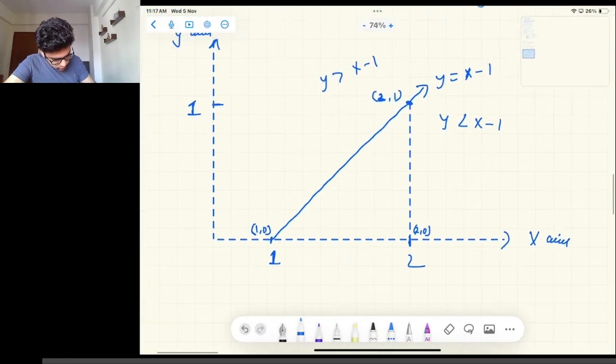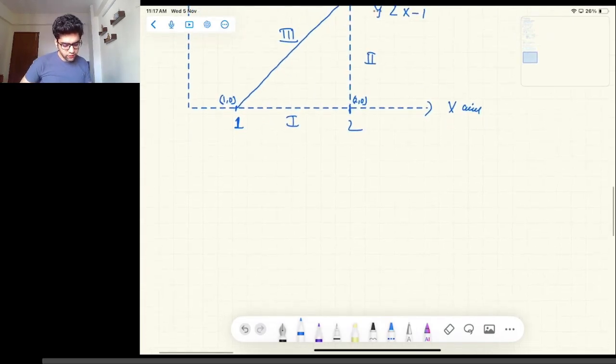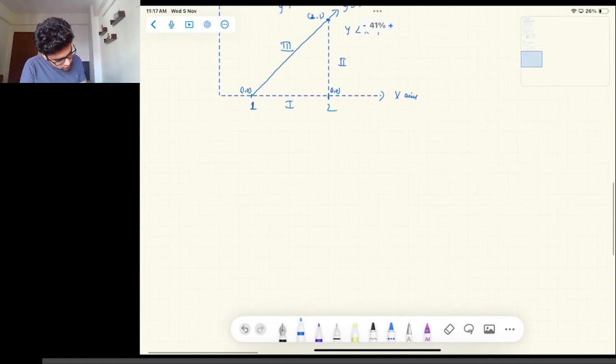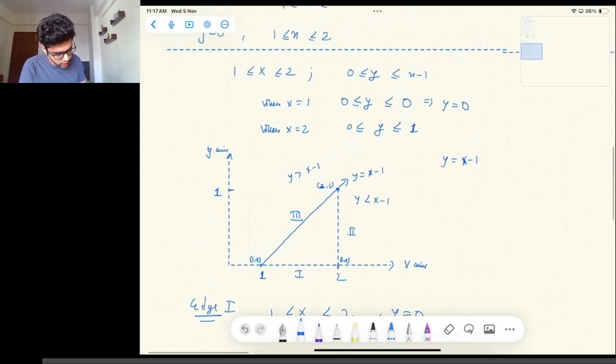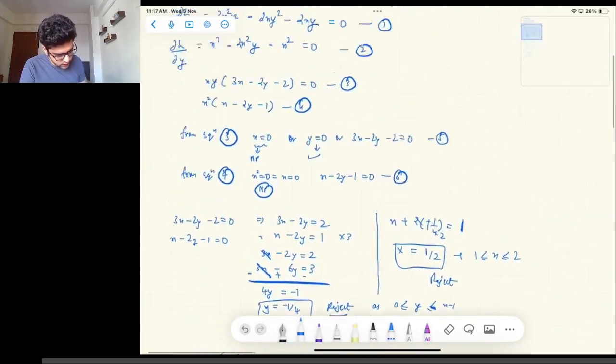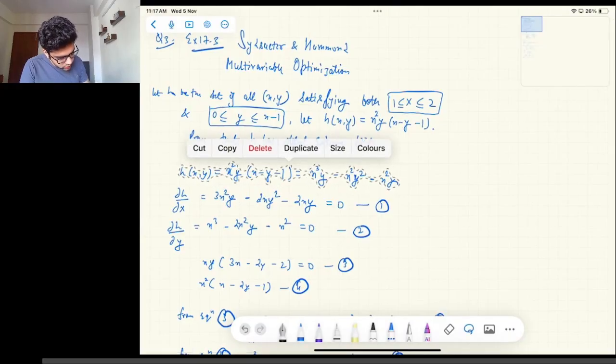Now let me zoom out a bit. So these are my first, second, third, 3 edges. So if I just take the first edge, edge 1 is basically when my x lies between 1 and 2 and my y is equal to 0. Now I'll write the function again. The function given to us was this. Let's create a duplicate here.